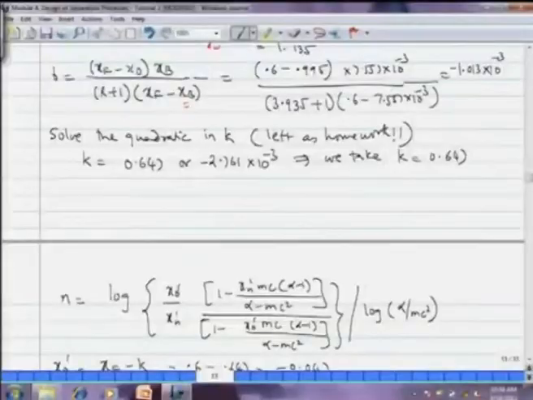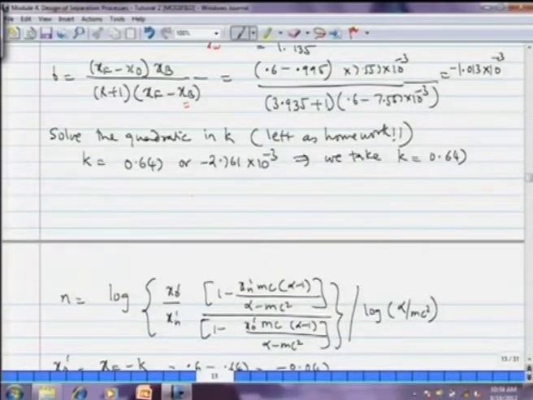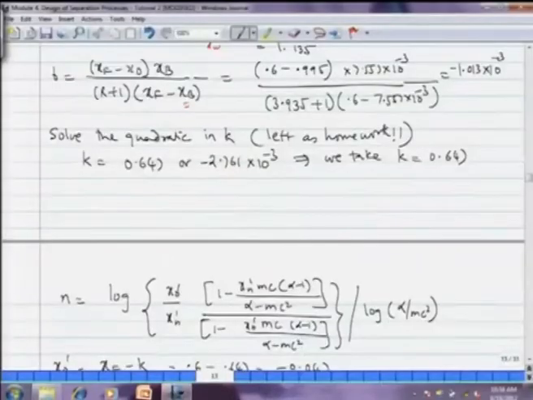You have all the values. Again, you use the standard formula for the quadratic equation, ax square plus bx plus c, and then determine these values of k. Now, one value of k is essentially a mole fraction, so it has to be greater than 0 and less than 1. We have one value that falls between 0 and 1, 0.647, and the other value is less than 1, minus 2.761 into 10 to power minus 3. So, this value is discarded as absurd.